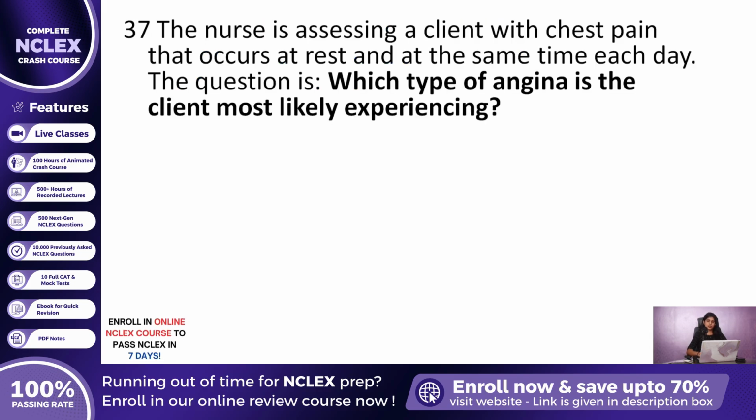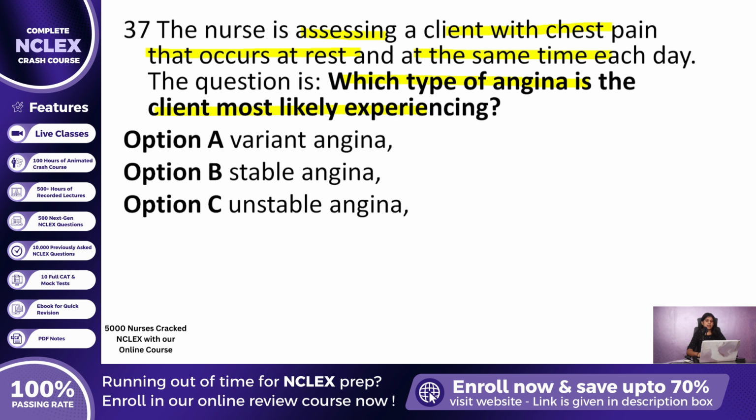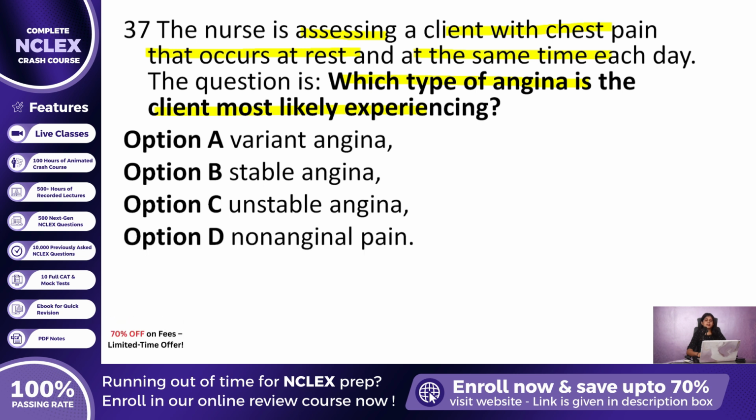Now, let us move on to question 37, which explores angina classification based on symptom patterns. The nurse is assessing a client with chest pain that occurs at rest and at the same time each day. The question is, which type of angina is the client most likely experiencing? The options are Option A, variant angina, Option B, stable angina, Option C, unstable angina, and Option D, non-anginal pain. The correct answer is Option A, variant angina.